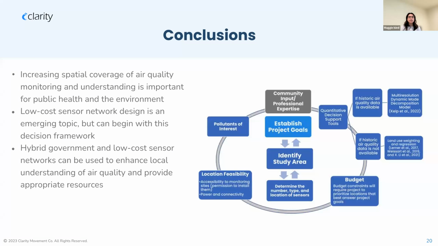So some conclusions to take away from this: increasing spatial coverage of air quality monitoring is very critical for understanding public health and the environment. Low-cost sensor network design is still very much an emerging topic, but conversations can really begin with a framework like this. And finally, solutions moving forward include hybrid government and low-cost sensor networks, which can be used to enhance local understanding and really understand where to devote resources. So thank you so much.